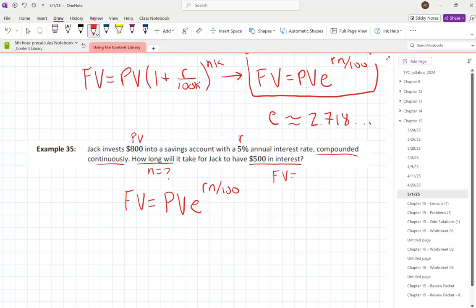So remember that the future value is just the present value plus what we've earned in interest. So my future value would be 1,300 in this case: the 800 we started with plus the 500 in interest that we've earned. So now that I have all this, I can just plug in.